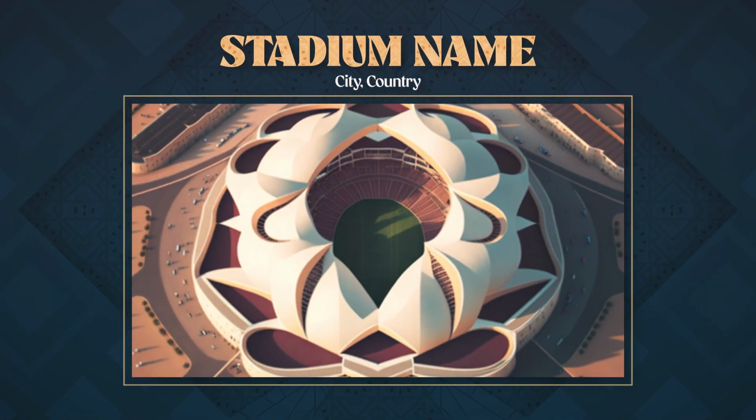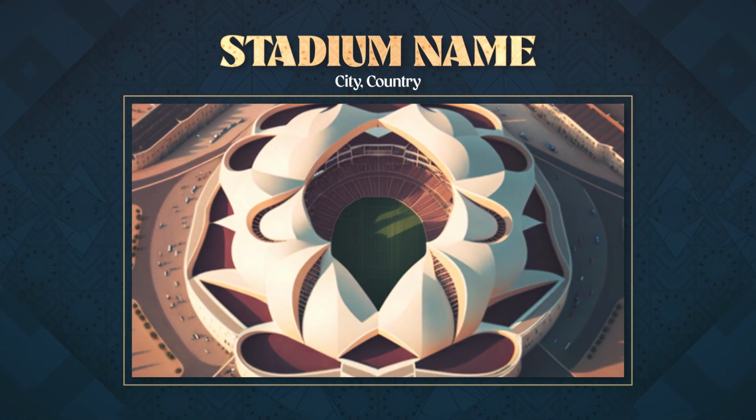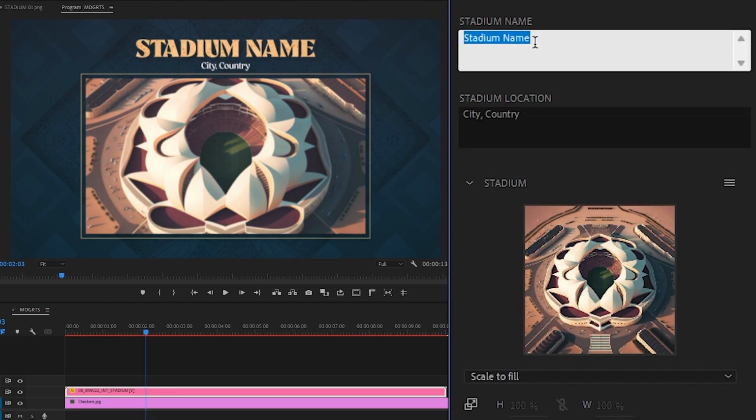Next is stadium interstitial, and I did create this one myself, so let me kind of walk you through it. I've added 3 options to adjust in this Mogrt. If you select the Mogrt, you have 3 of them in here. So the stadium name, it can be anything. Let's go with something like soccer stadium.